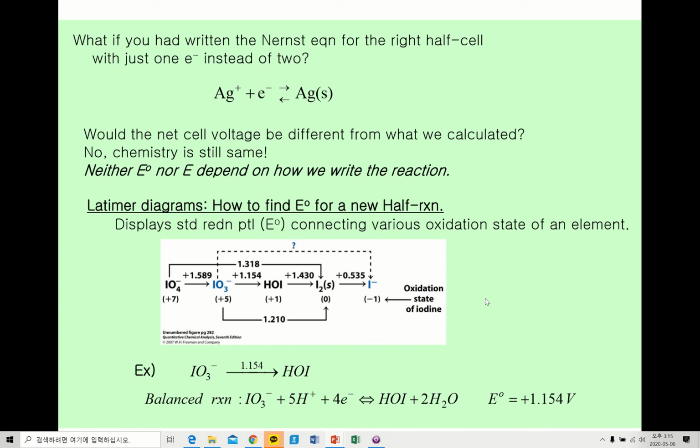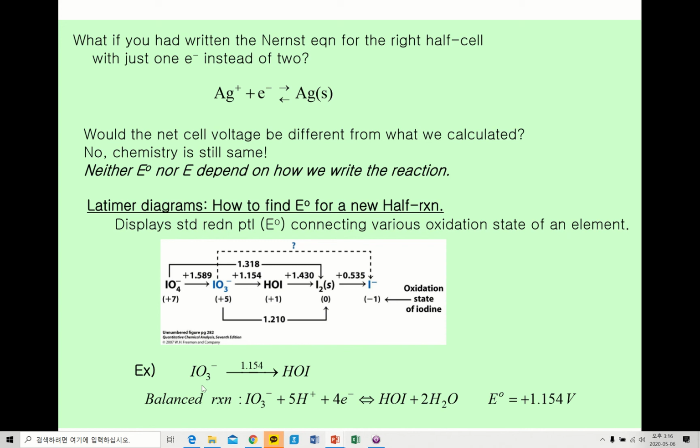Or we can take iodate to hypoiodous acid, and then to iodine and iodide. But that is three stages, while if we take this one, it takes only two steps. Anyway, let's consider this iodate to hypoiodous acid, which is 1.154 volts, the standard reduction potential.